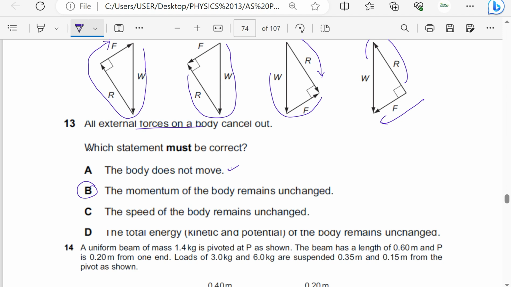The total energy, kinetic and potential, of the body remains unchanged when all forces... I think the most appropriate answer is going to be B. The momentum of the body remains unchanged if all forces cancel out.